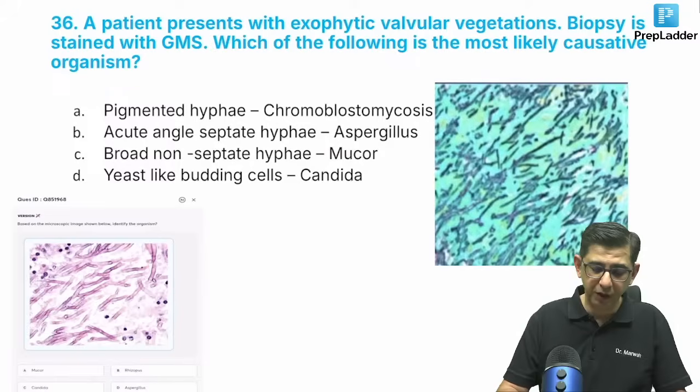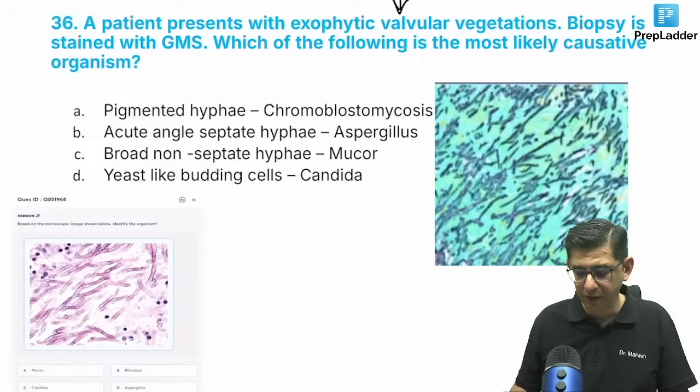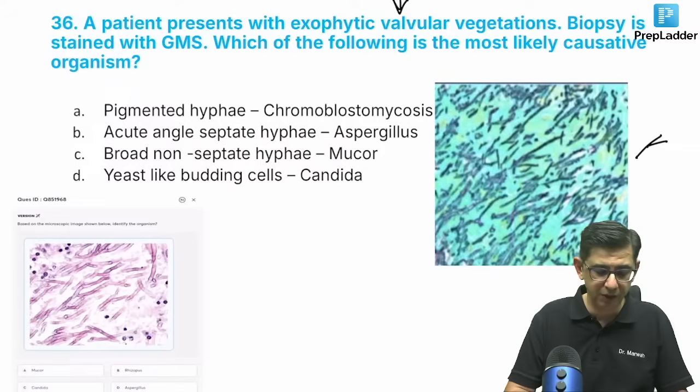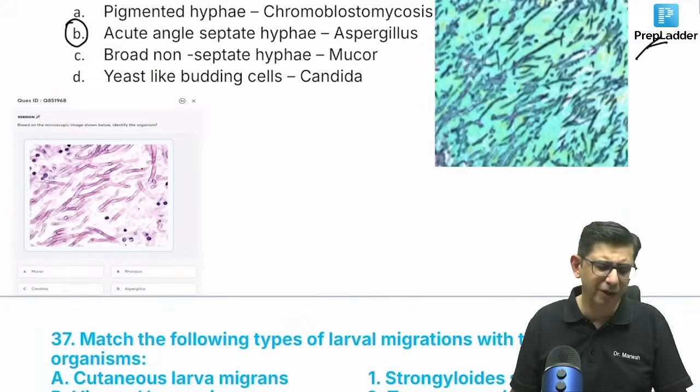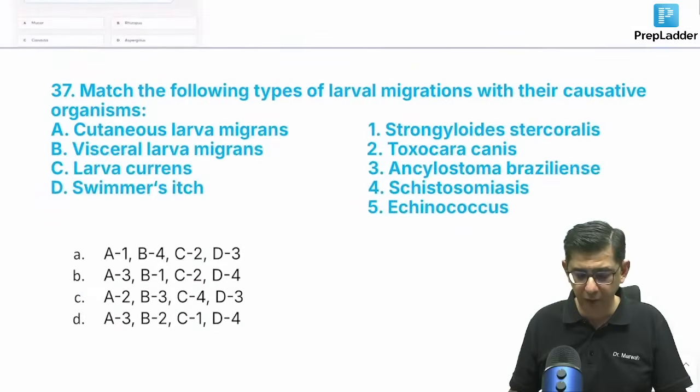Then is this exophytic, valvular regions that we come across, and then this branching at a 45-degree angle is present. That would be Aspergillus. Initially, I thought it could be Candida as well, but then the Gomori methenamine silver stain, the green background is present. And these are standard questions in the QBank that you'll be coming across.